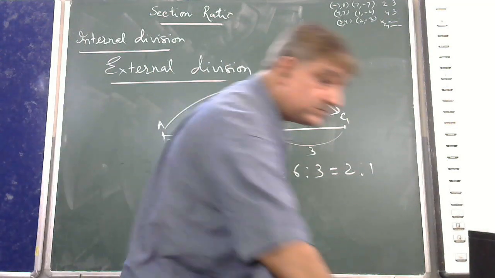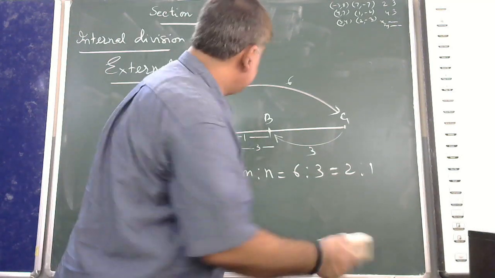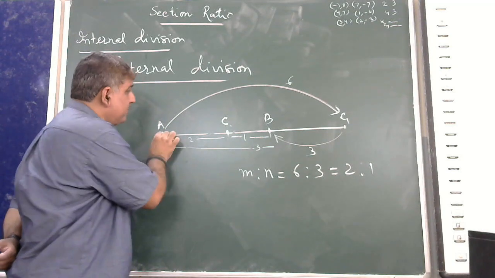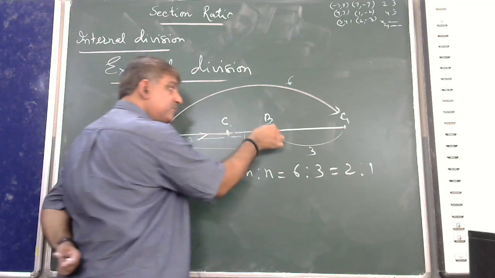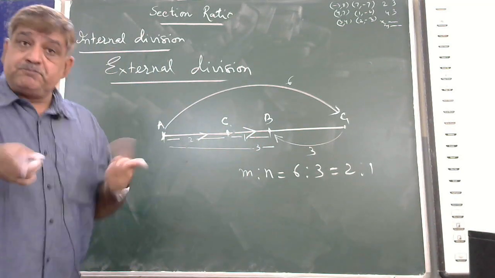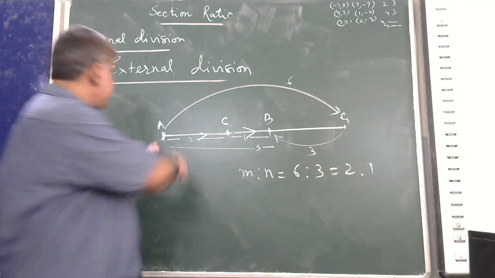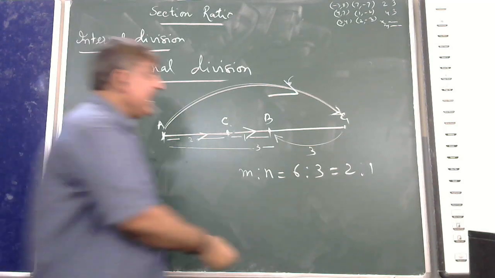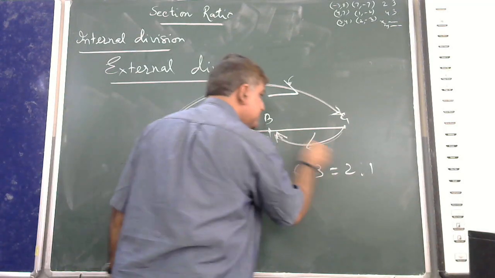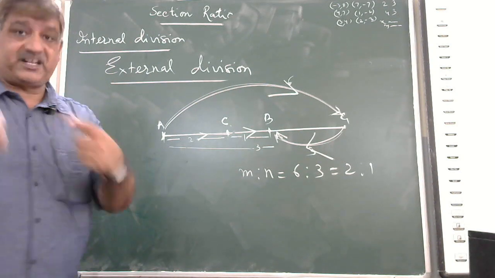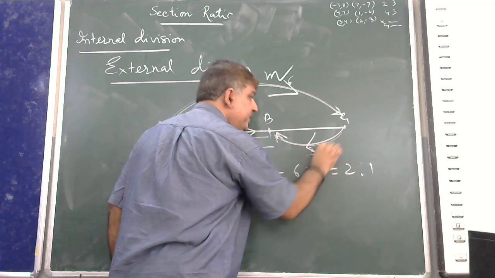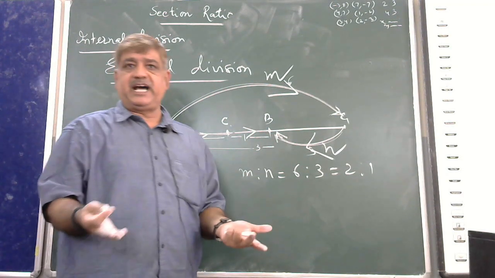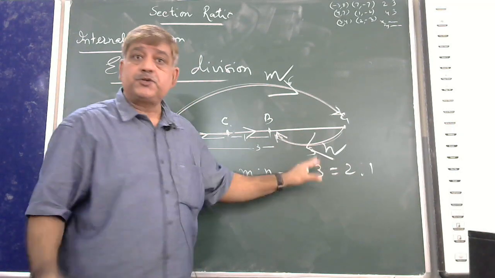Now, one more thing is important. In internal division, if you consider your displacement, you have to displace yourself from A to C in this direction, and then from C to B in the same direction. But in case of external division, you see that from A to C1, this is the direction of displacement, and from C1 to B, the direction you can observe is this one. The two directions are opposite. So if M is positive, N should be negative. So you will get the external division formula if you consider one of M or N to be negative.